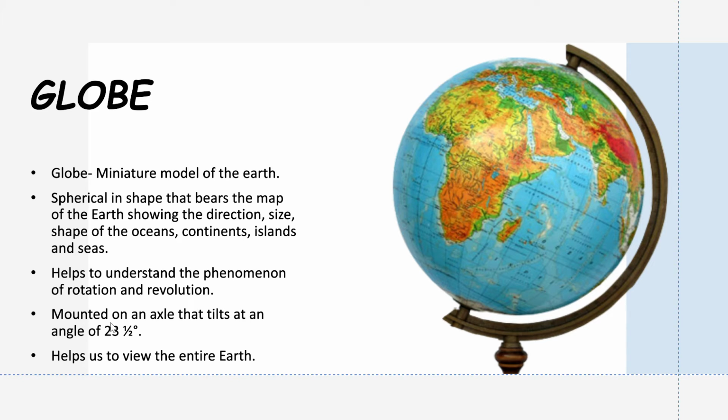A globe is mounted on an axle that tilts at an angle of 23.5 degrees. A globe helps us to view the entire earth. We can view the entire earth in a globe.